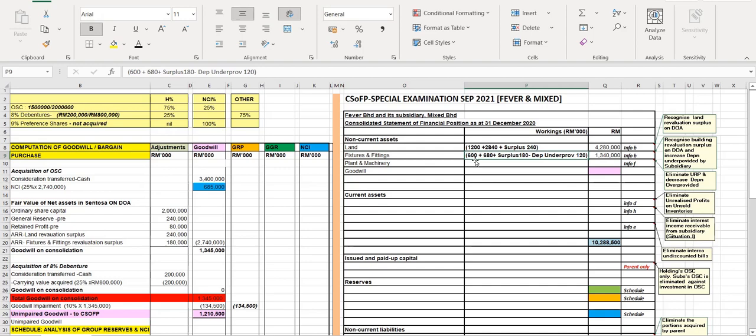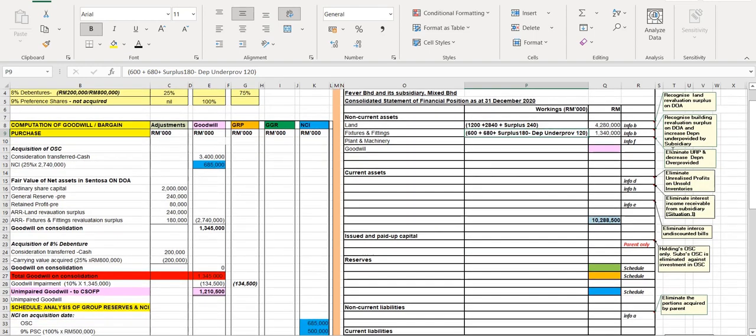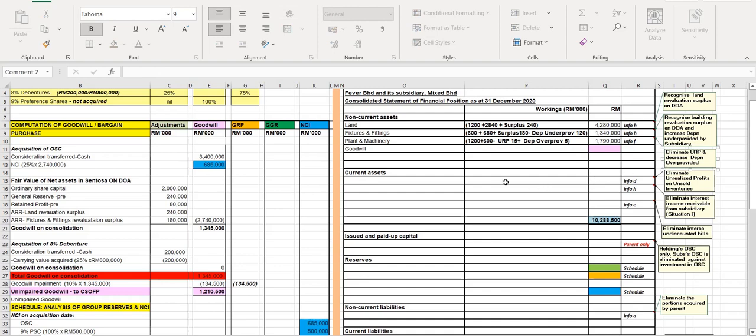Fixtures and fittings, you add the parent and the subsidiary, you plus the surplus, and you remove the under provision. So the explanation is here. You need to recognize and increase the under provision. Plant and machinery, this was the case that no changes except for the unrealized profit and depreciation that was being over provided. You can check this here, eliminate URP and decrease depreciation, right? And goodwill is the remaining goodwill here. So we just show the goodwill.